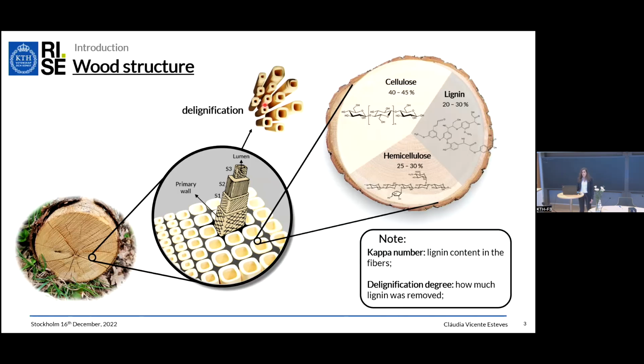And because I'm used to it, I probably will talk a lot about kappa number. But kappa number is basically the lignin content inside the fibers. So if I talk about high kappa number, it means that the product is darker because it has more lignin. And the delignification degree is related to the process. So if we have a longer delignification degree, it means that we removed more lignin during the process.